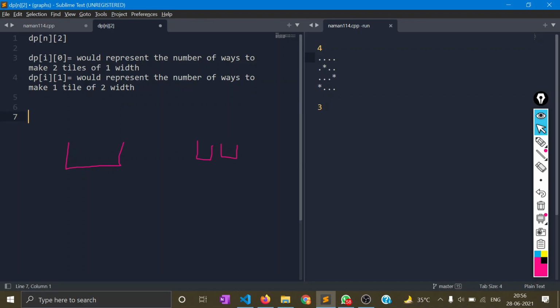So let's see the relation, the recurrence relation we can have. It is not actually a recurrence relation, but yeah, the DP relation. So DP[i][0], remember, would represent the number of ways to make two tiles. There are two cases. First case, we expand, right?